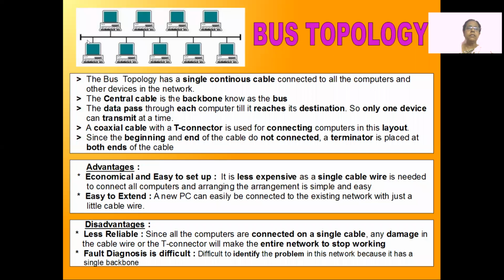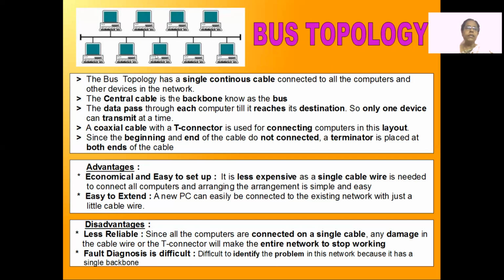You can see it is laid on a single continuous cable. This single continuous cable is called the backbone of the cable. The central cable is called the backbone of the cable. Because it looks like a bus, it's called a bus topology. And the data passes through each computer. It goes from the cable, it will go into this computer, it can come out, it can go. So it passes through each computer before it reaches its destination, till it reaches its destination.